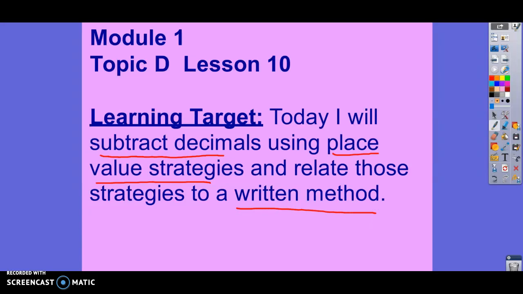If you will, take a moment, pause the video, and write your learning target in your journal. Today, I will subtract decimals using place value strategies and relate those strategies to a written method.